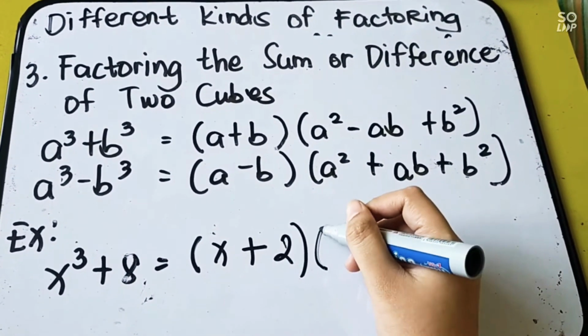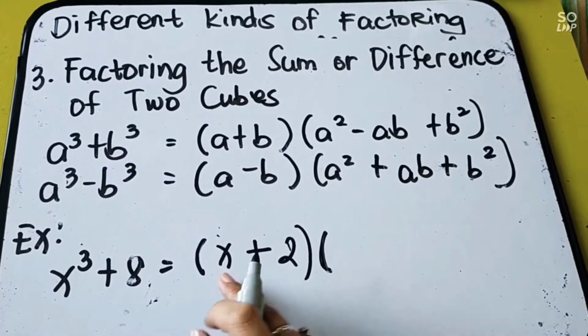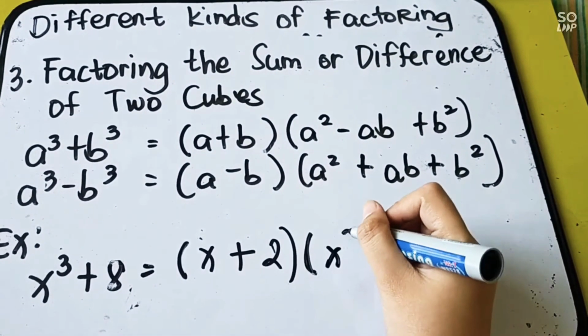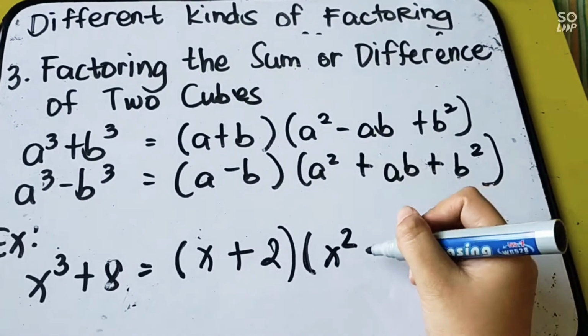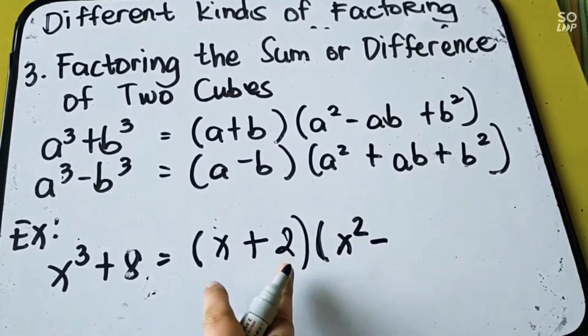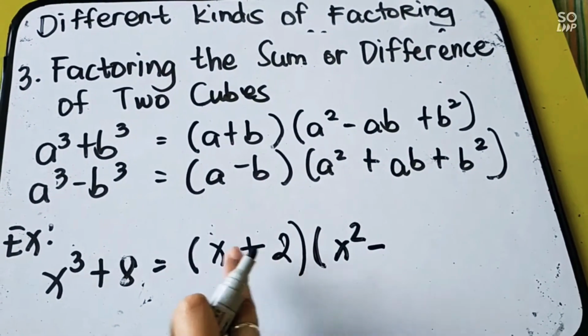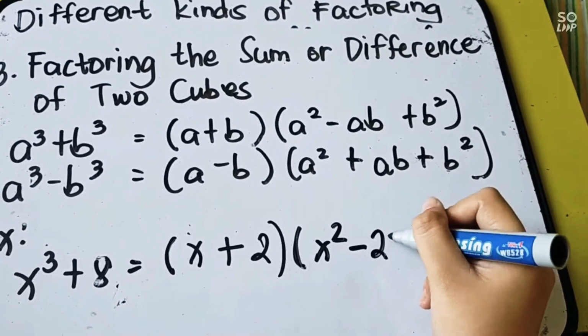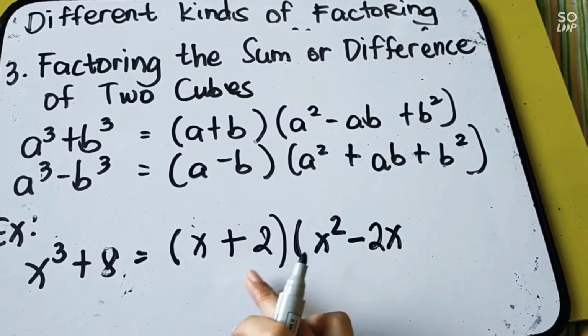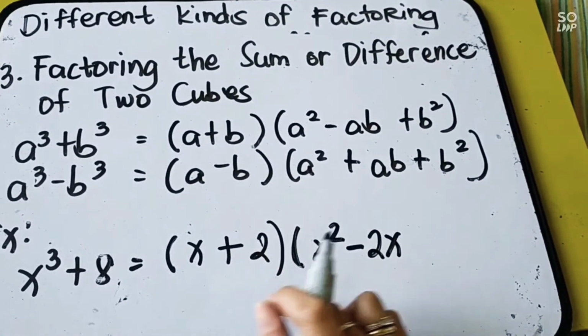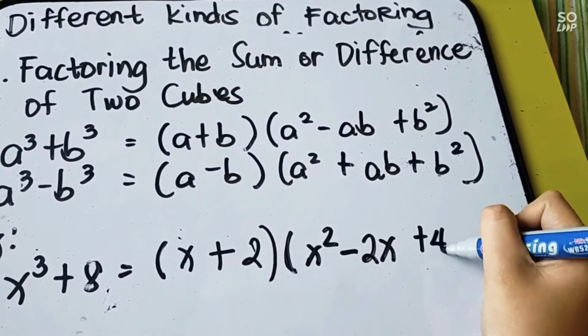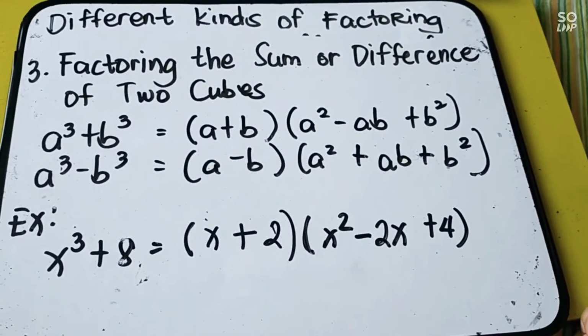Then, dito tayo, steps. Square ni x, we have x squared. Since positive to, kailangan negative yung susunod. Multiply mo tong dalawa. 2 times x, the answer is 2x. The next one, square mo yung 2. The answer is plus 4. So, that's the answer. Next tayo.